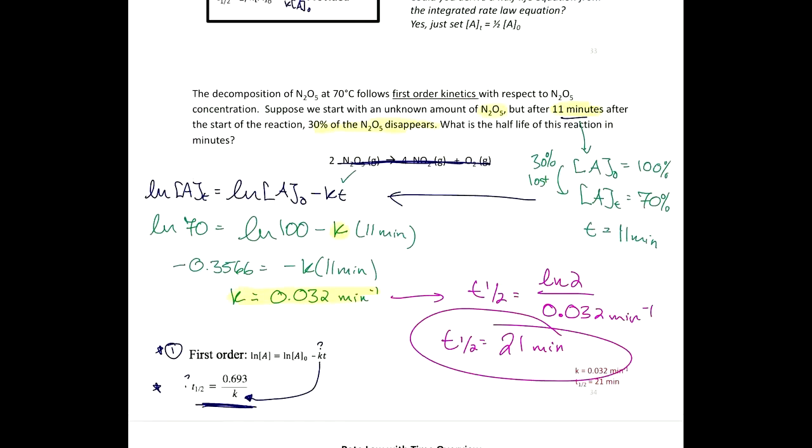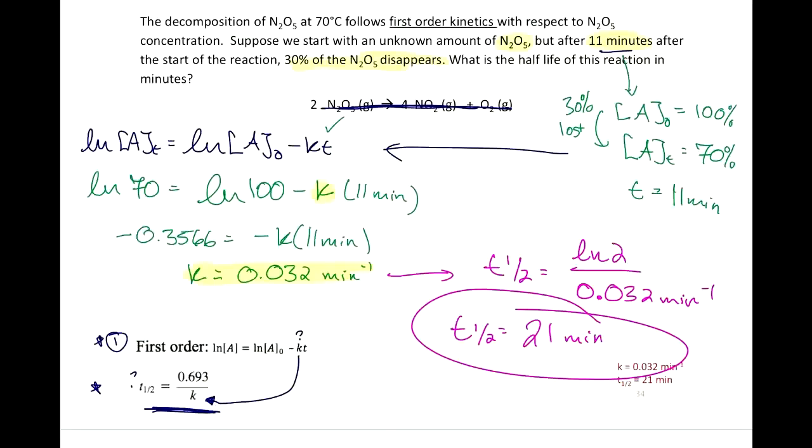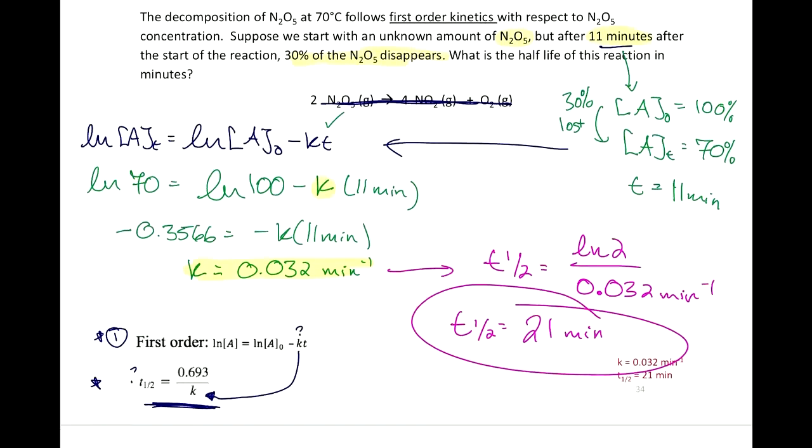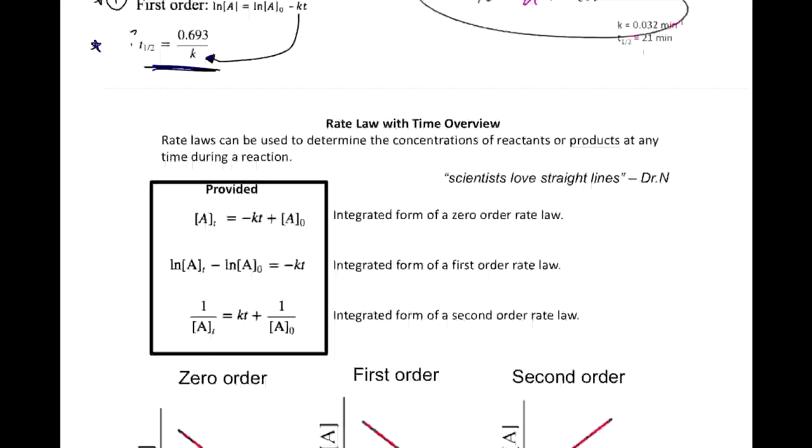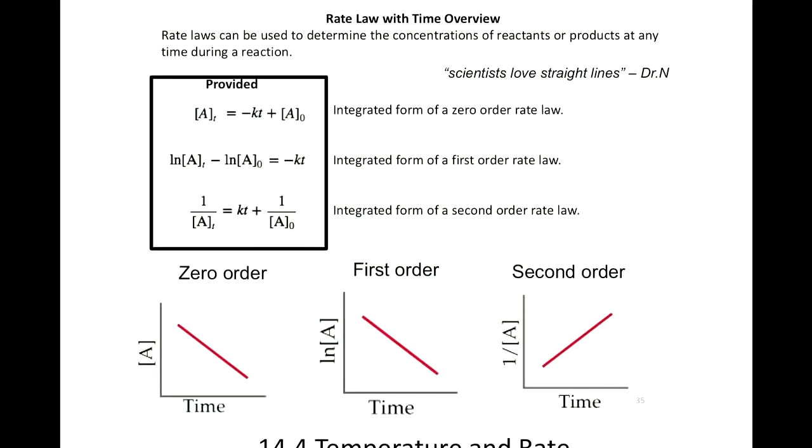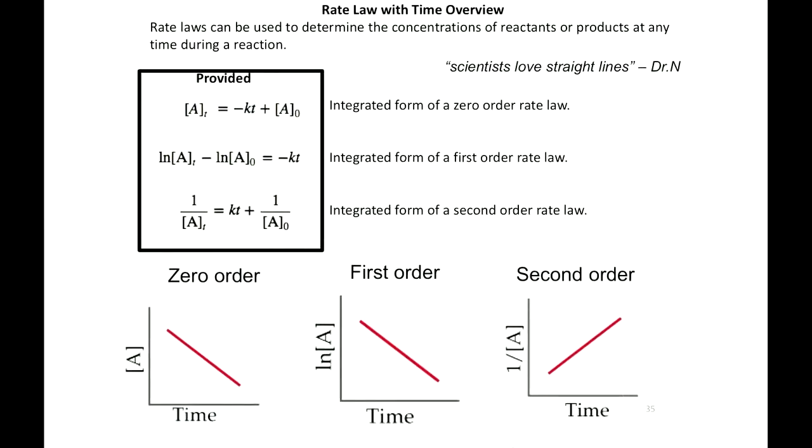Okay, so that is our half-life stuff. Okay, so we can't just shove whatever numbers we want into our half-life equation. We have to use rate constant, which often means we have to use first the integrated rate law before we do that. Okay, so just an overview of what we just talked about, the different integrated rate laws.